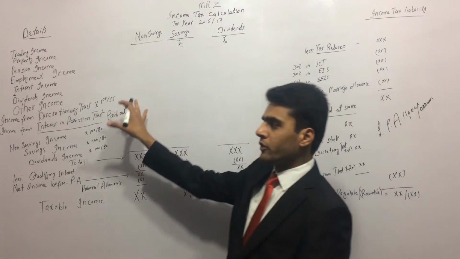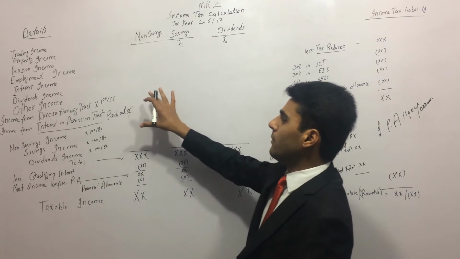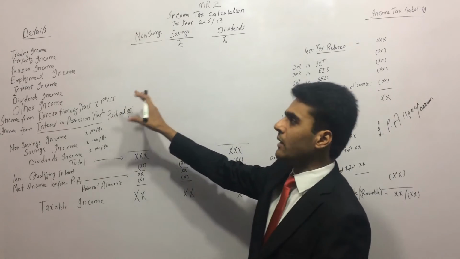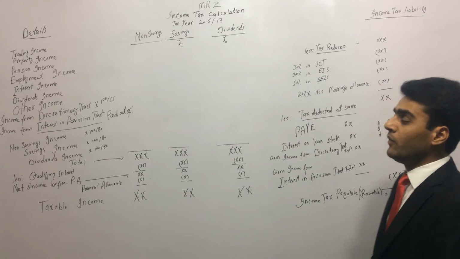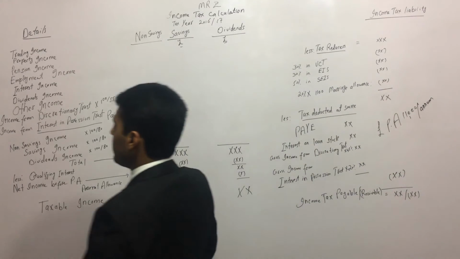After doing that, these are all sources of income. All right. Now what we have to do is put all of these sources of income in one of these sections. Now which section will go in which area? Now let's look here. Look at the board now.